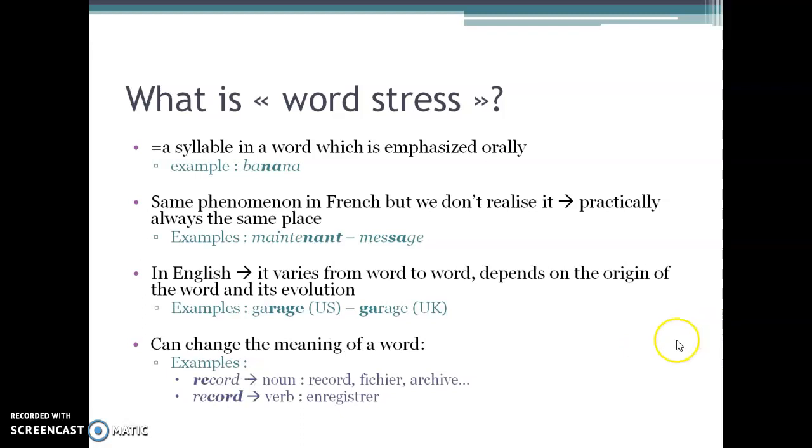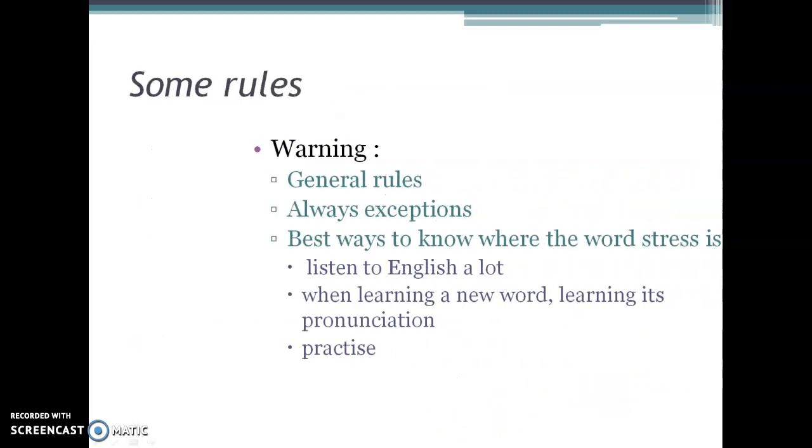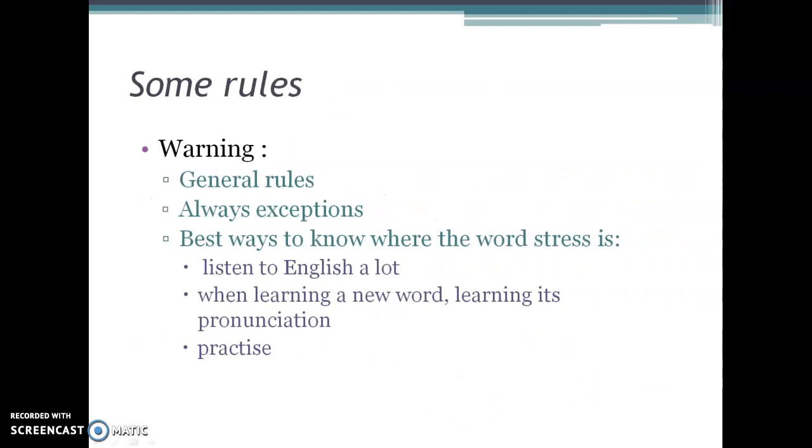And on top of it all, if you get it wrong, you can change the meaning of the word. For example, record, which is a noun, meaning un record, un fichier, or une archive, and record, the verb, enregistrer. So, very difficult. You've got some rules for word stress, but the rules we're going to see together are just general rules because you always have exceptions. I'm not going to get into details, but bear that in mind, please.